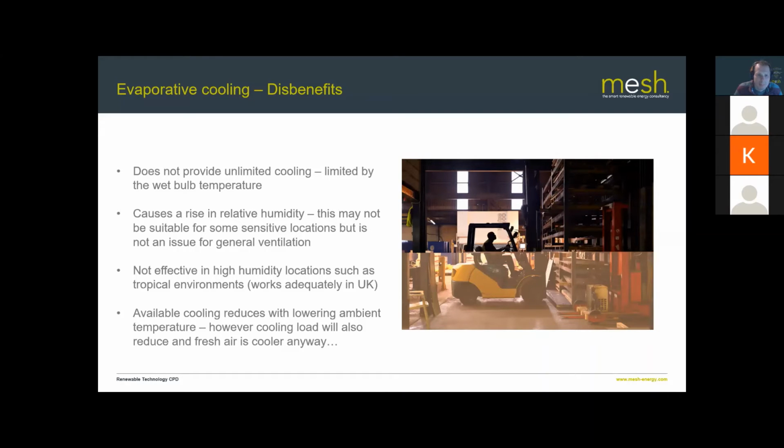And obviously the other thing with evaporative cooling is because it's limited by the wet bulb temperature, the available amount of cooling reduces with the ambient temperature. However, normally cooling loads also decrease with ambient temperature, so those two things tend to offset each other.